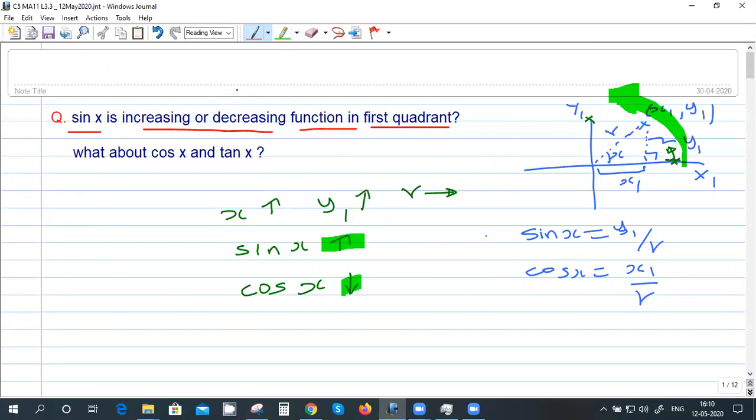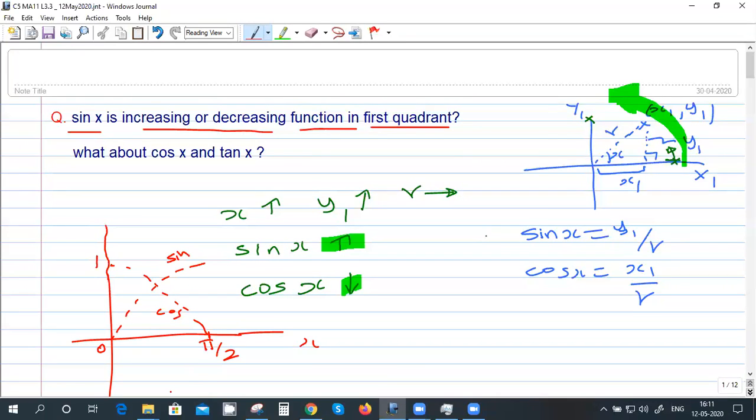Now, the actual plot will look like this. So sin x is going to increase, right? Sin x will go like this, and cos will start with 1. Cos is 1 at 0. So this one is sin, and this one is cos. The value here is 0, and this is pi by 2. And this is the behavior of sin and cos.